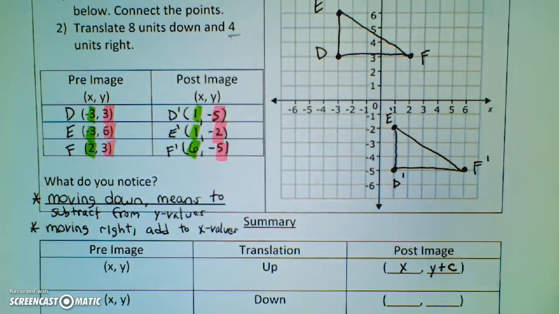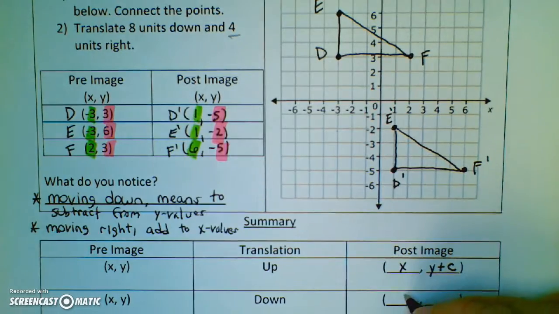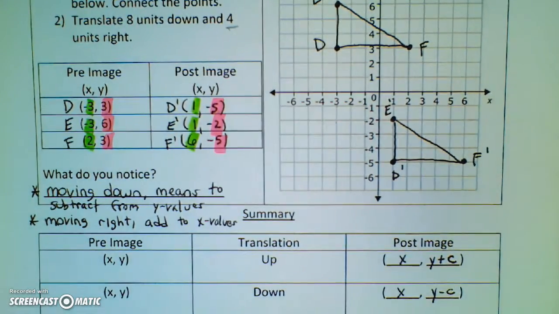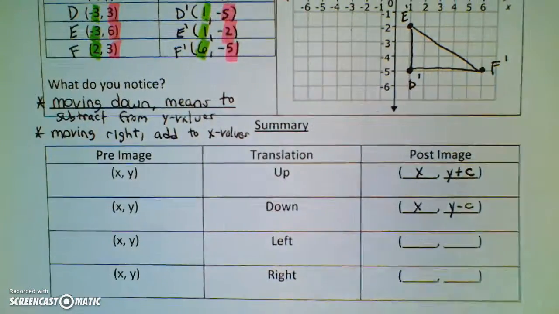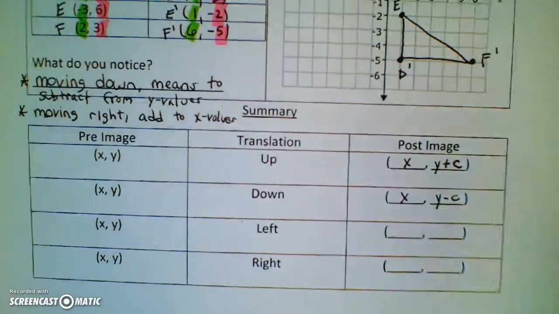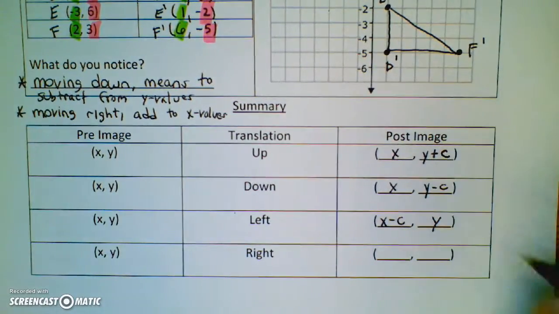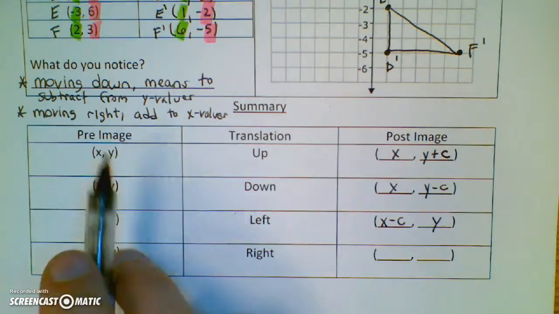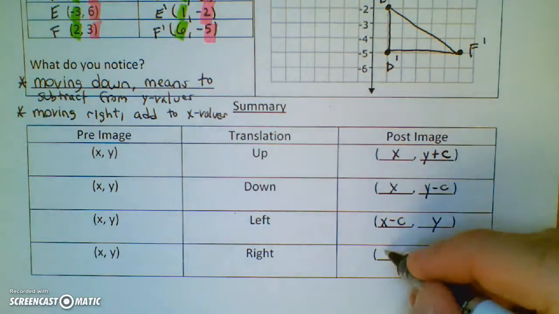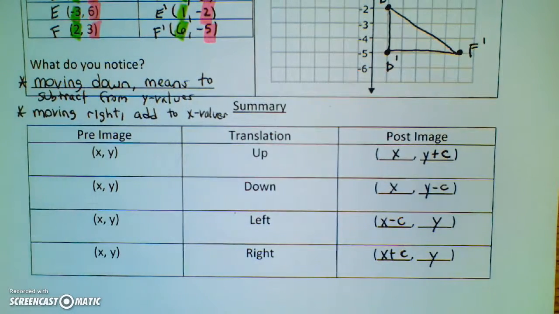To go down, moving down means you just take away. So the x value stays the same and the y value subtracts. To move to the left, you subtract from your x values. So I would just say x minus something to move to the left, and the y doesn't change. And moving to the right, you add to your x values. So x plus some number, and y stays the same.